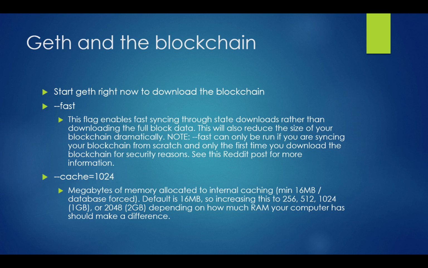And there I want to talk about two specific flags you want to add to Geth when you start it. First of all, there's the flag fast. The fast flag will help you to synchronize the blockchain in a faster way because it's going to download the state downloads instead of downloading the full blockchain data and processing it again. It will not only decrease the download time, it will also reduce the size of the blockchain dramatically. Now remember, fast can only be used when you start Geth without having downloaded anything before.